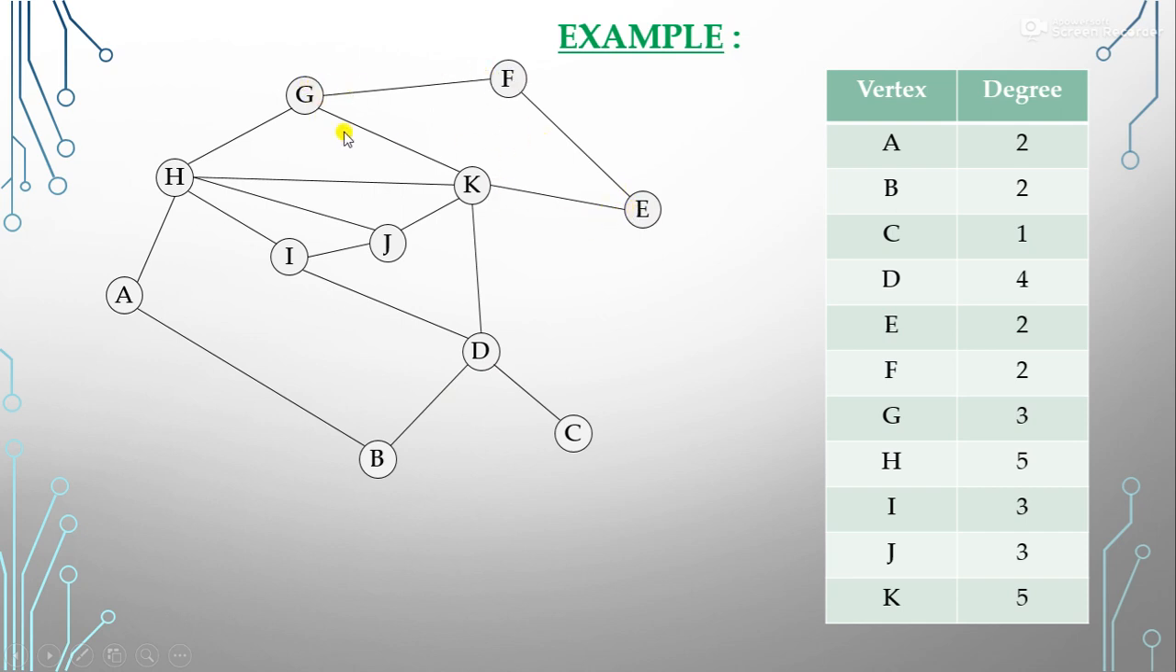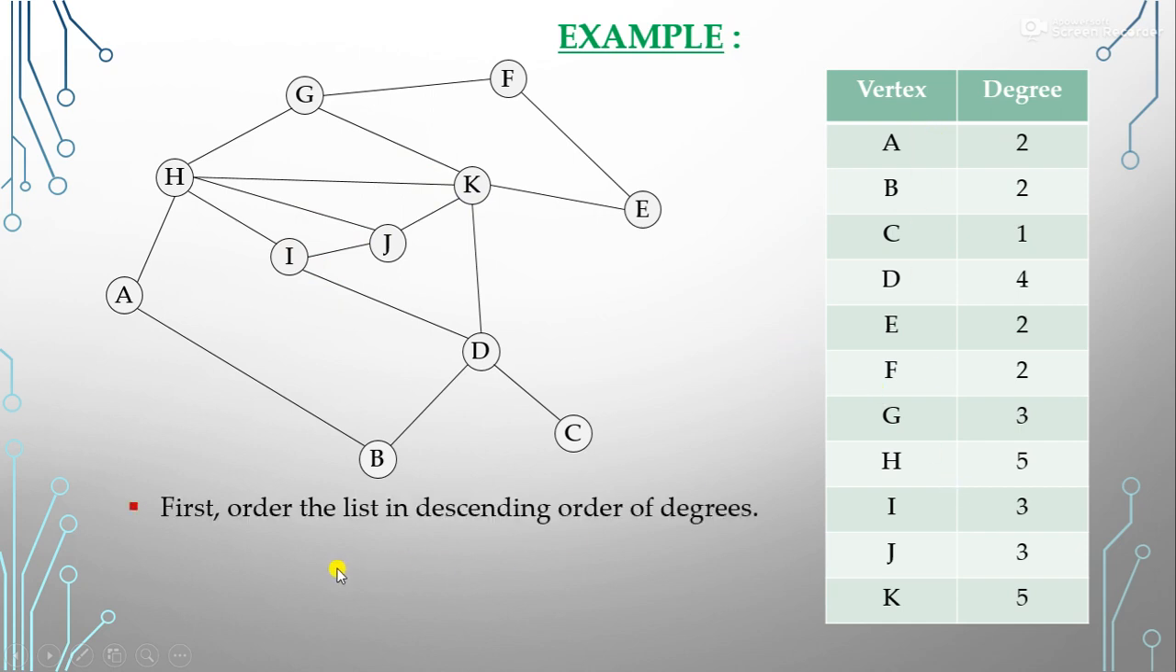G has degree 3. H has degree 5. I has degree 3, and J has degree 3, and K has degree 5. So K vertex has degree 5. So first of all, we find the degree of each vertex.